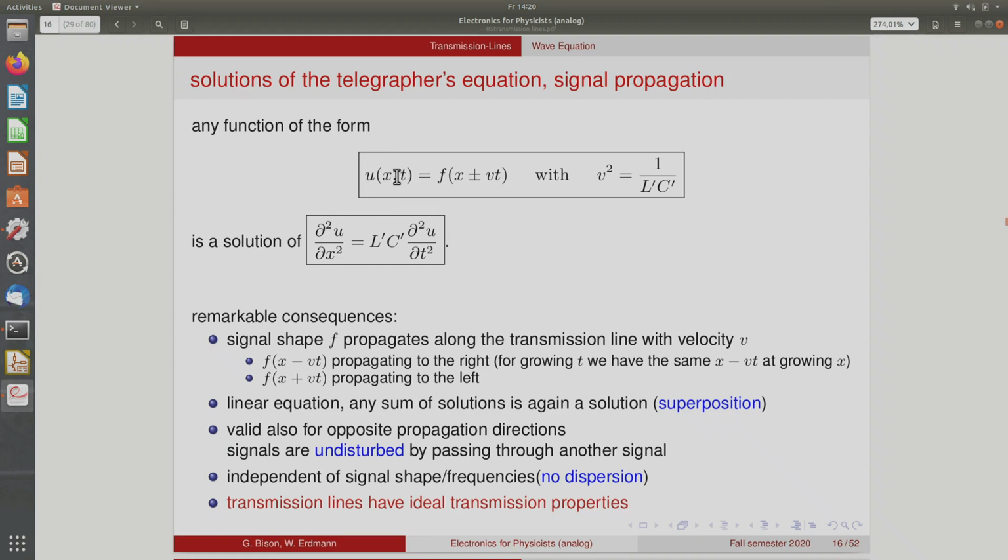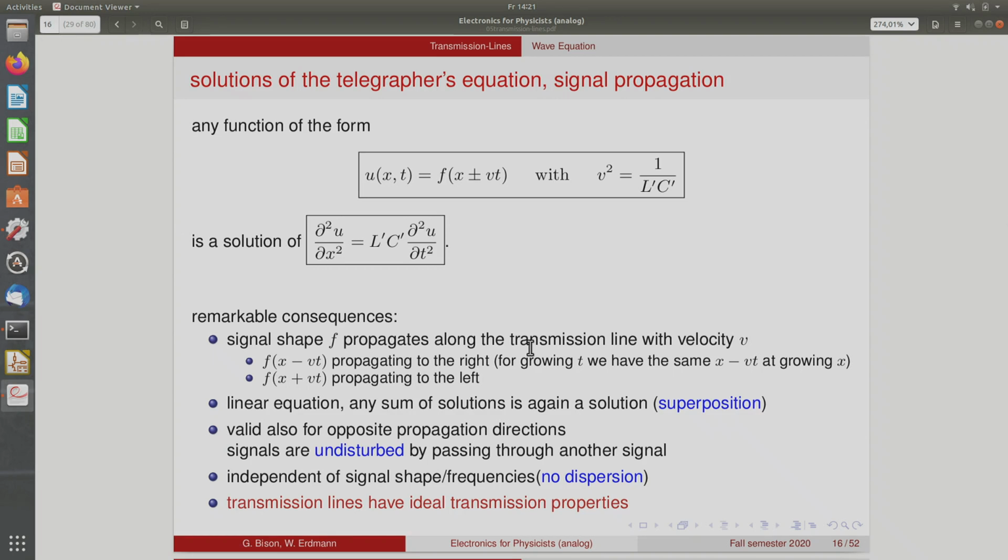the voltage u(x,t) is some single argument function where the argument is x plus or minus velocity times t, where the square of velocity is 1 over L'C', 1 over L prime C prime. So every function that is of this form is a solution of this equation. You can easily see that when you plug it in here. The second derivative with respect to space is the second derivative of the function, and the second derivative with respect to time is v squared times the derivative of the function. Okay, so it's clear that this is a solution of the equation.